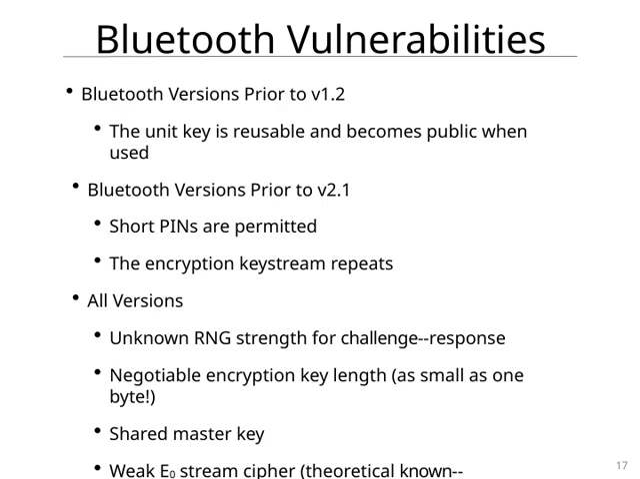Lastly, the E0 stream cipher, used in some Bluetooth communications, is considered weak because it's susceptible to theoretical known plaintext attacks. Overall, these vulnerabilities highlight the importance of continuous updates and improvements in Bluetooth security protocols to protect user data and maintain trust in wireless communications.